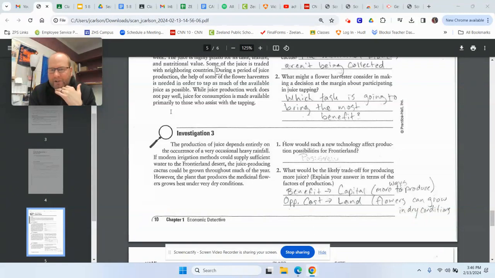So number 1, how would such a new technology affect production possibilities in frontierland? It would probably help out growing some of those things, although it does say the plant that produces the medicinal flower grows best under very dry conditions. So if we bring in all this irrigation, those might not grow as well. Number 2, what would be the likely trade-off for producing more juice? Explain your answer in terms of factors of production. Well, the benefit, more capital, more ways to produce. Opportunity cost would be the land. Flowers can grow in dry conditions.